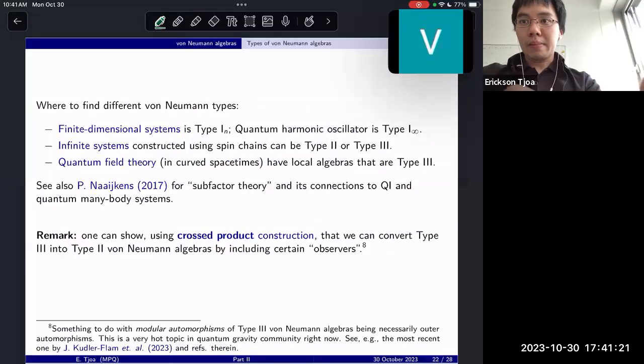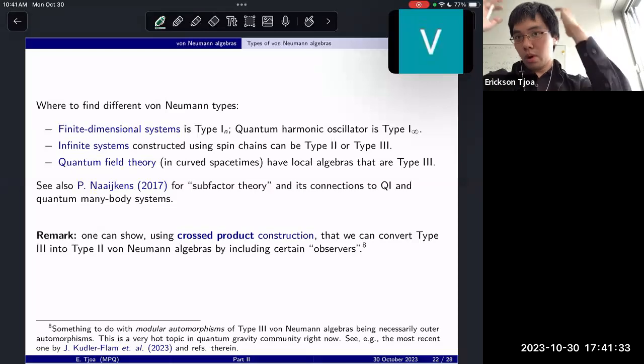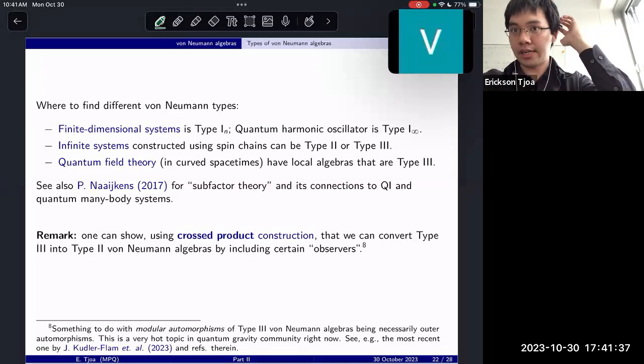Now, as I mentioned earlier, where can you find these different types of von Neumann algebras? Type I_n: the finite dimensional quantum systems. Type I infinity is the quantum harmonic oscillators, because it has all the good properties of finite dimensions, except, for example, it has infinite projectors like the identity. And type II and type III are necessarily infinite dimensional.